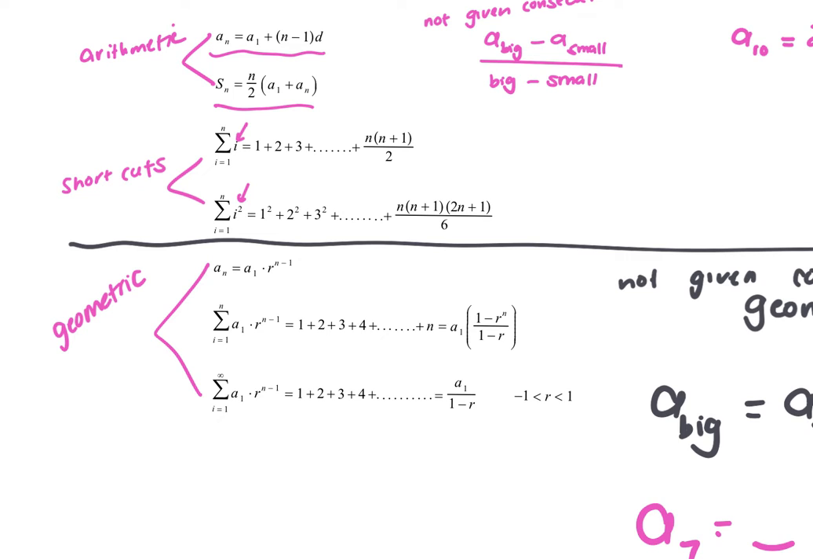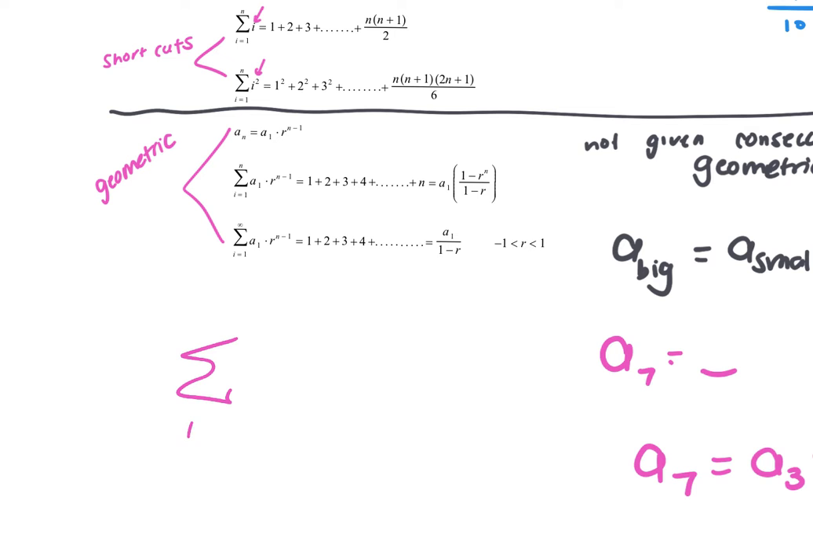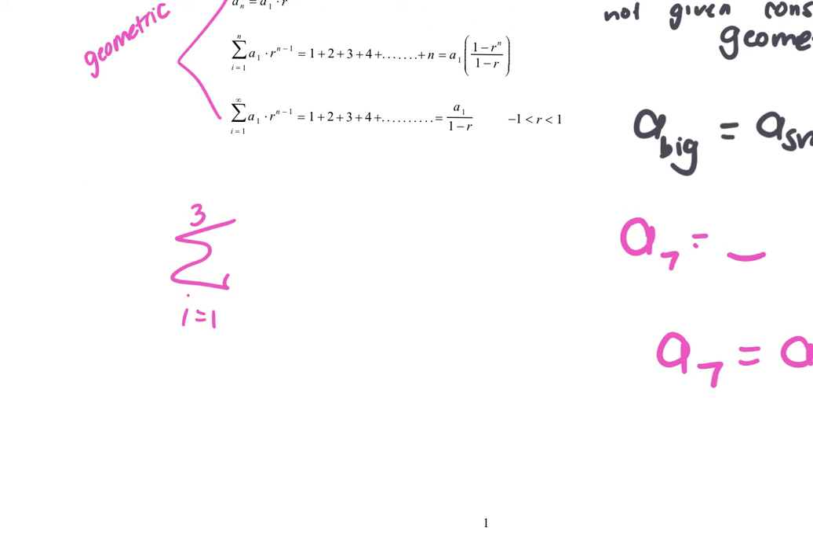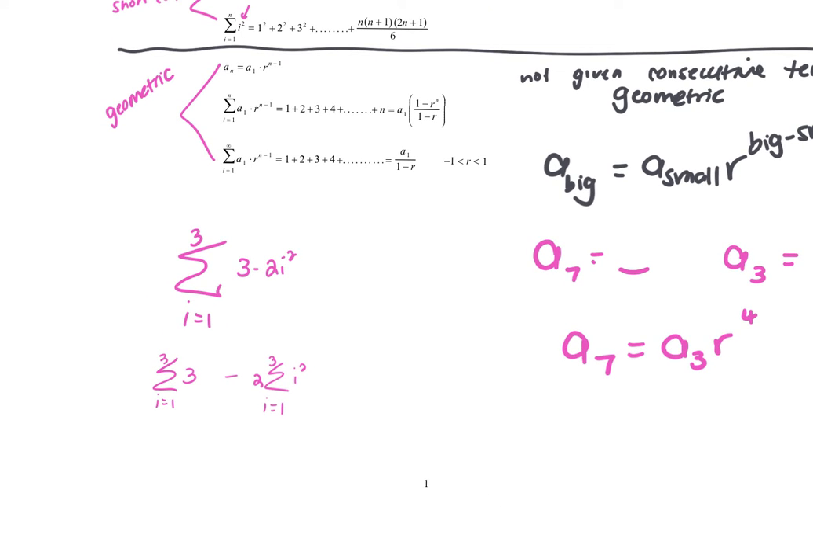For the squared one, what if it was like 3 minus 2I squared? You could break it apart. Let's just say it's this to make it easy: 3 minus 2I squared. So you could break this apart to I equals 1 up to 3. The 2 can go to the front, I squared, and then 3 at the top. So then you can use this for that part.